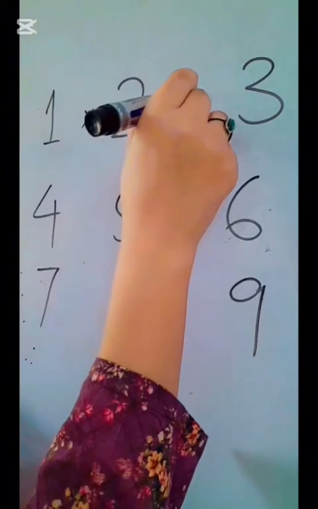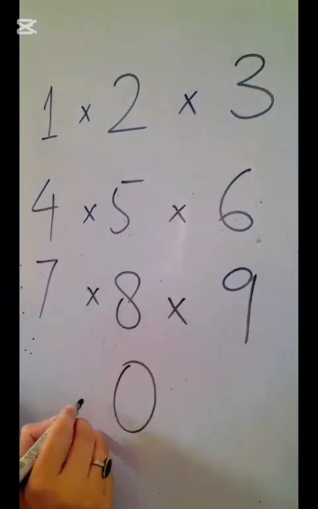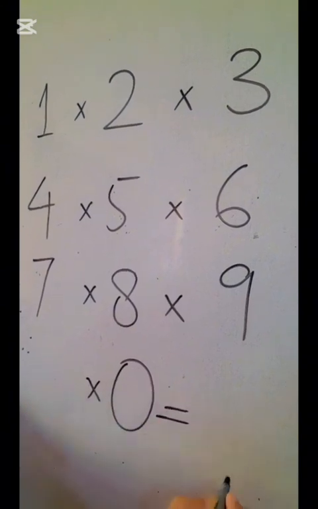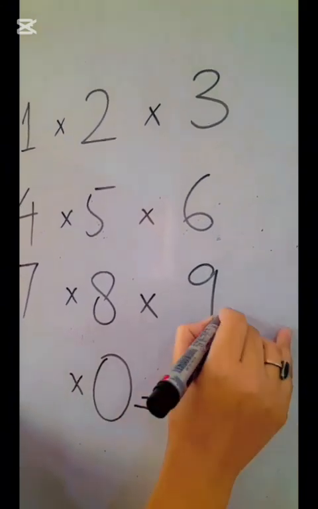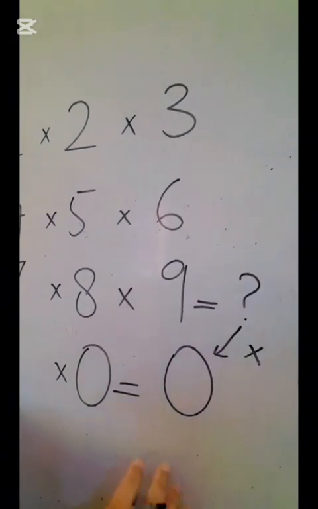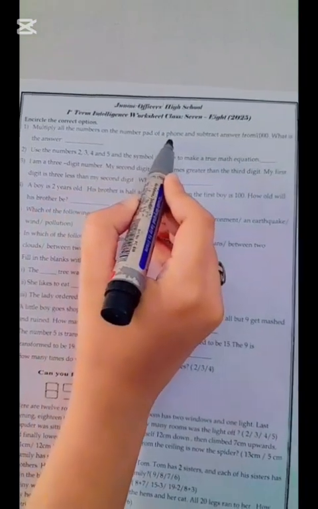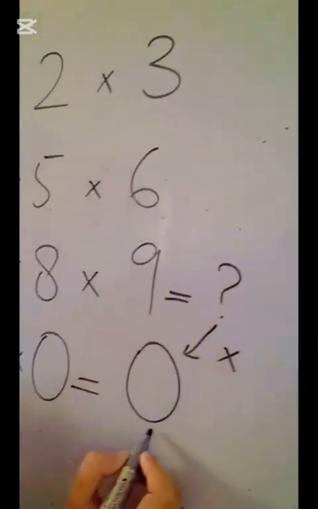Then we will multiply all these digits of the number pad of a phone, and at the end we will multiply it with 0. What will be the final answer? 0. Any number, however big it may be, when it is multiplied by 0, becomes 0. So if we multiply all the numbers on the number pad of a phone, the answer is 0.